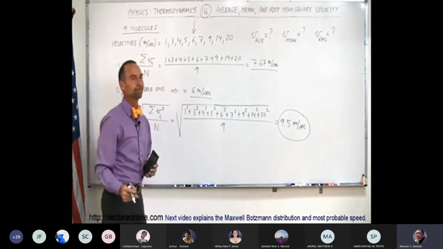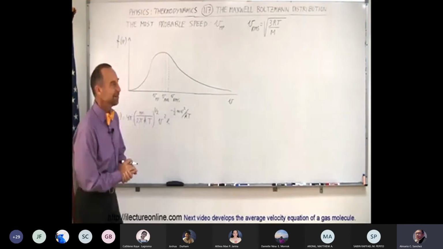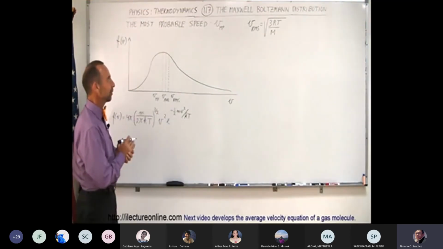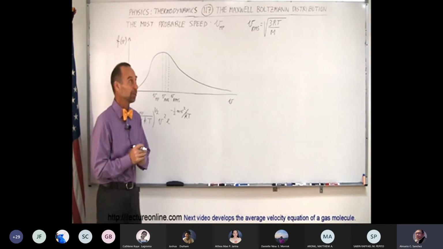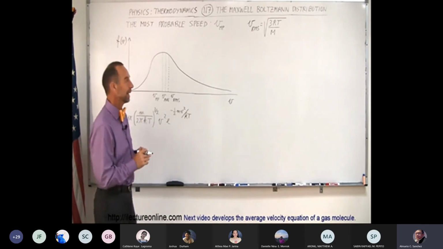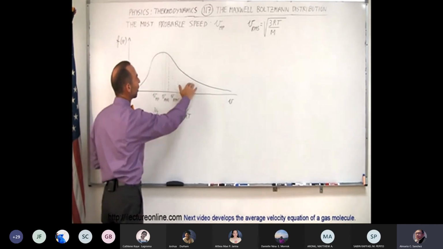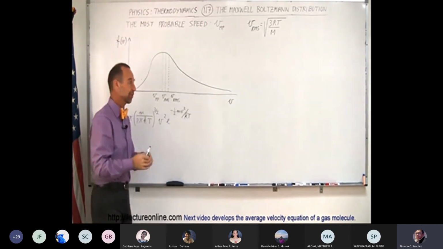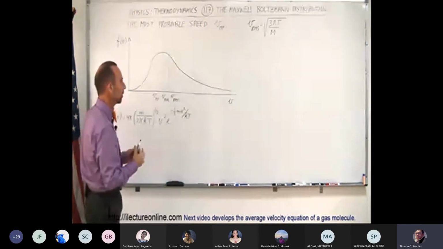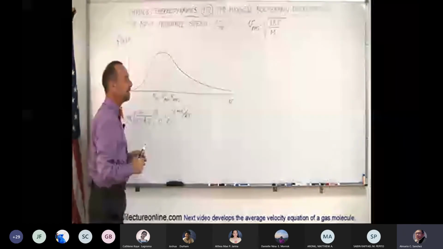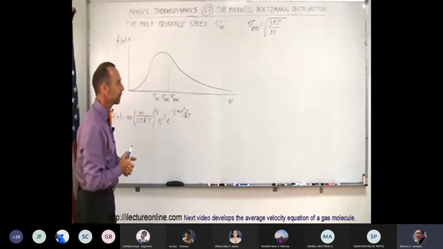Welcome to our lecture online, and our next topic in thermodynamics is the Maxwell-Boltzmann distribution. This is the distribution of the velocities or speeds of molecules in any environment. For example, in the room or in a box, doesn't matter where it is. This is going to be the way the speed of the molecules are distributed.